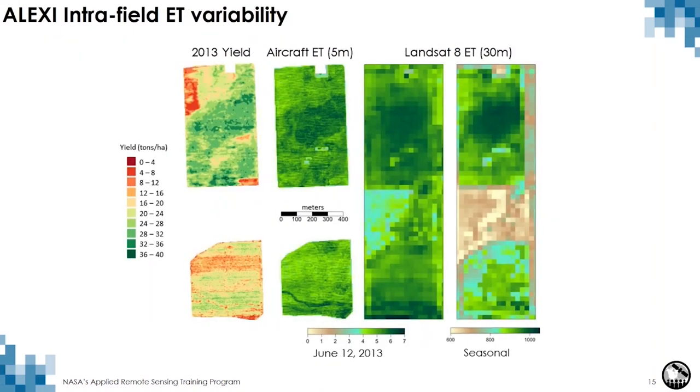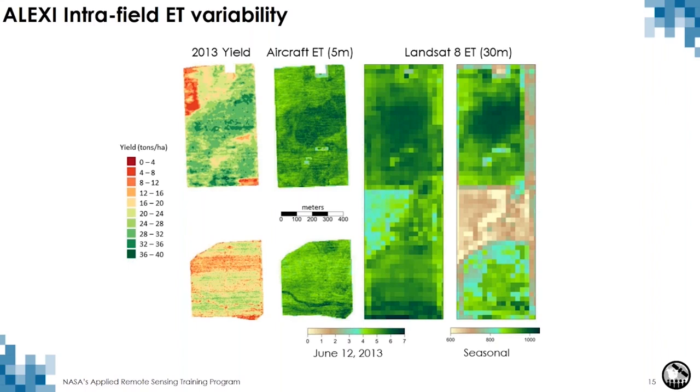Another really interesting application is starting to integrate even higher resolution land surface temperatures. We can do this from unmanned aerial vehicles and aircraft, where we can really start to get at intra-field ET variability. So this is an example of ET over a grape field in California.